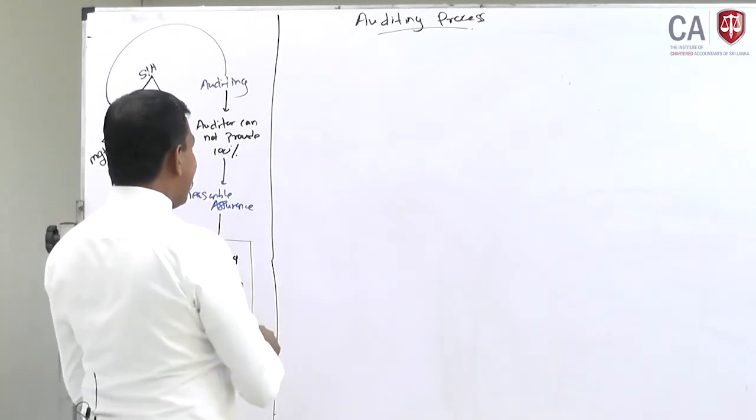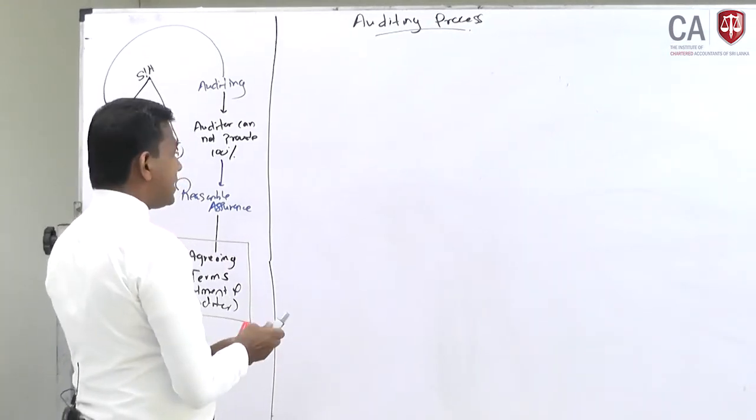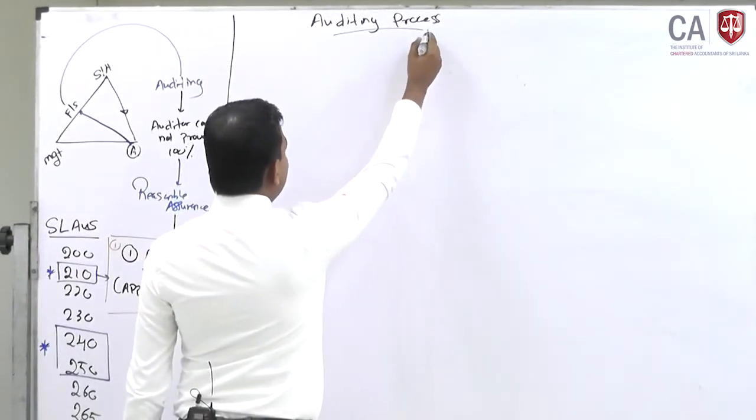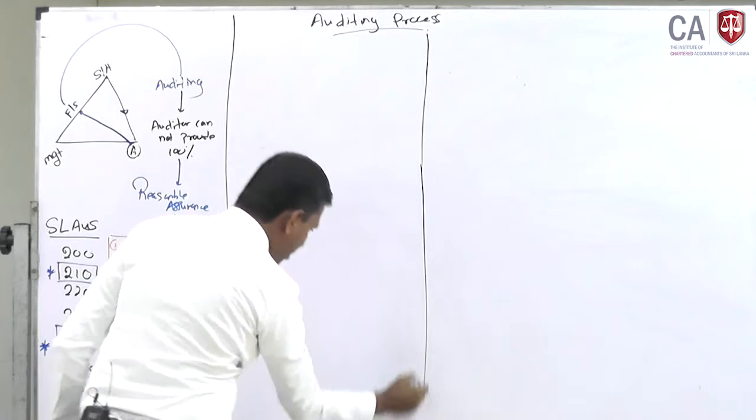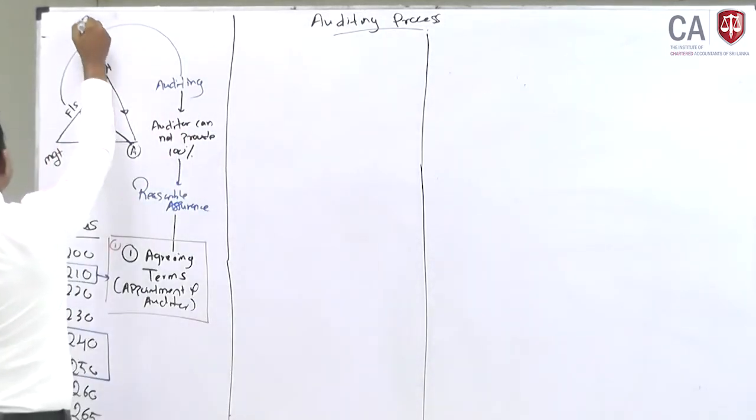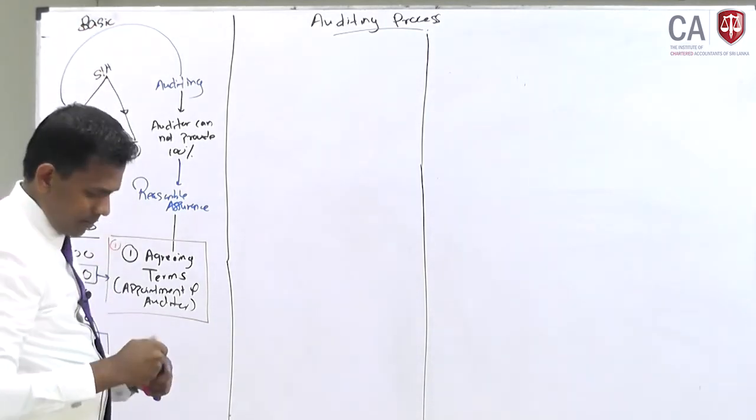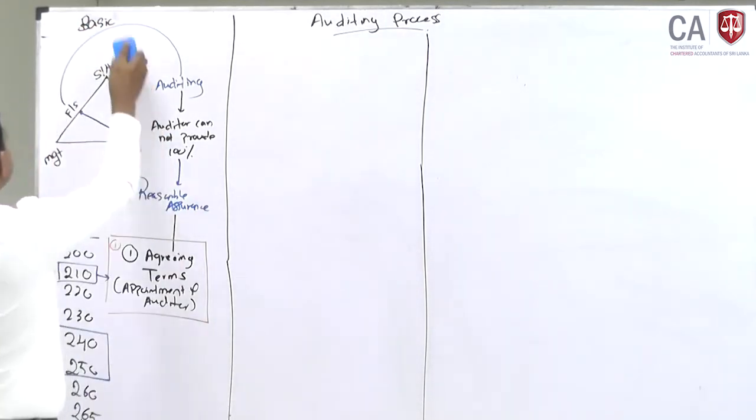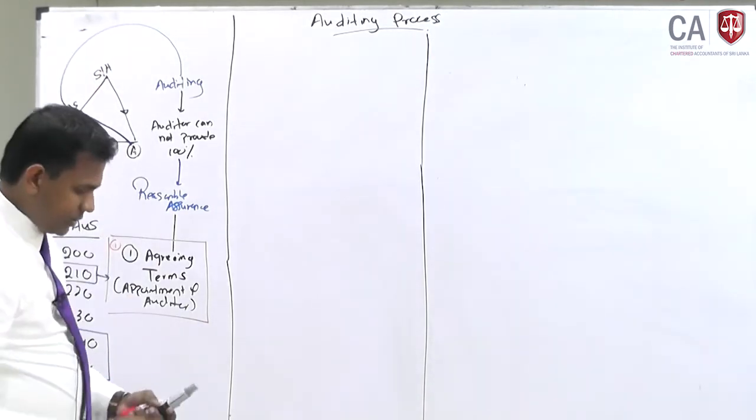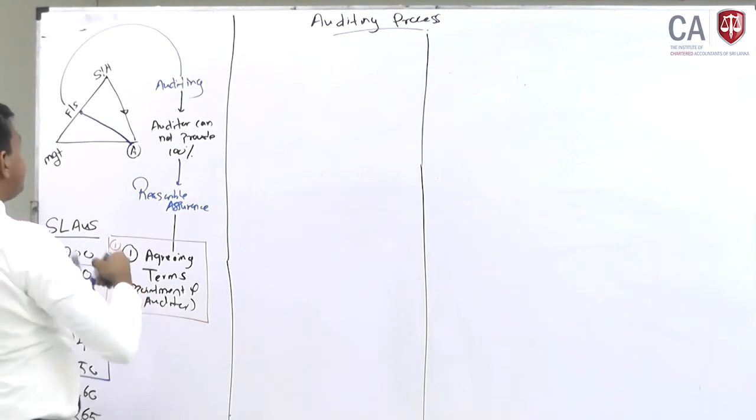Then we are coming to the next, second step of auditing. Second step of auditing. So this I would say is basic principles.